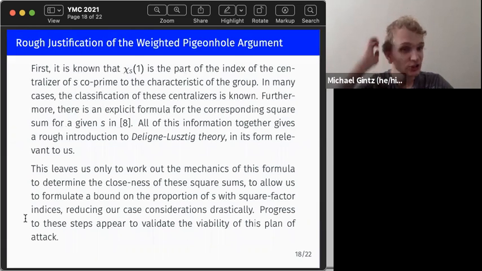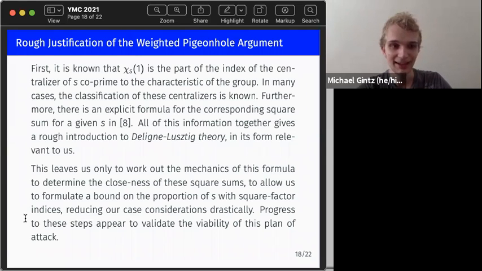So luckily for us, it is actually known that chi_s(1), which is the dimension, is actually the part of the index of the centralizer coprime to the characteristic of the group. So in many cases, the classification of all of these centralizers is actually known. And furthermore, there's an explicit formula for the corresponding square sum. All this information together is roughly known as Deligne-Lusztig theory, at least how it's relevant to us. And this leaves us only two steps. One is to work out the mechanics of this formula to determine the closeness of these square sums, and also to show that most of these centralizers have square factors in their indices.